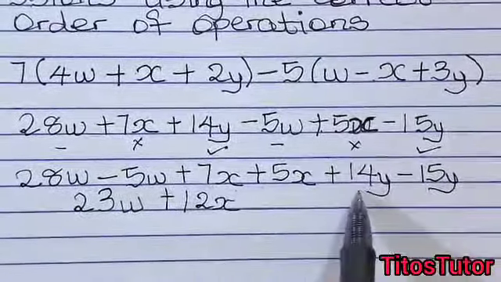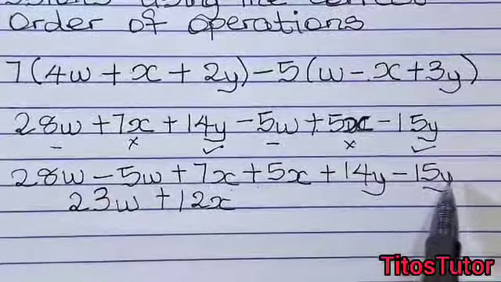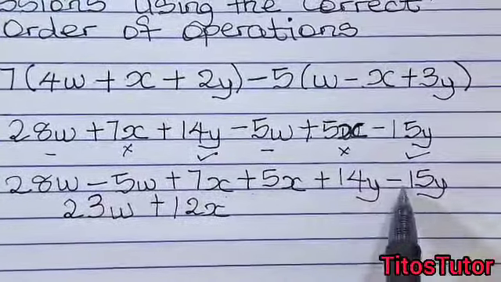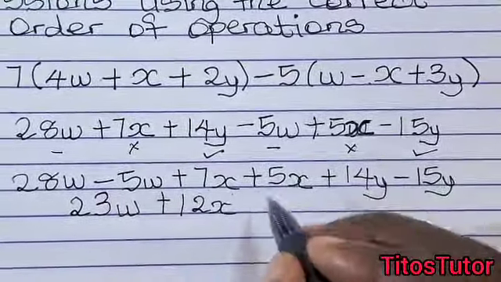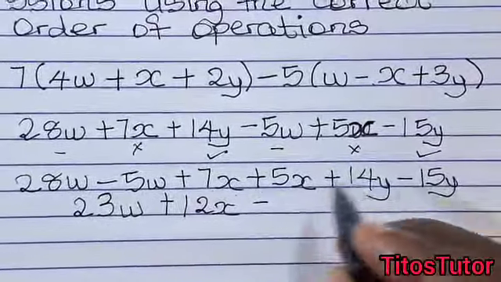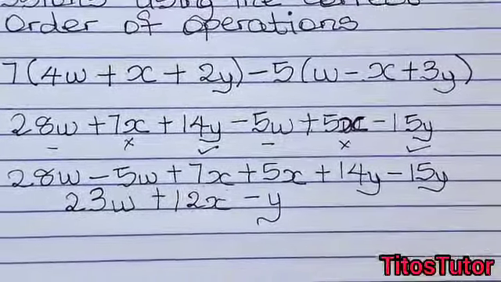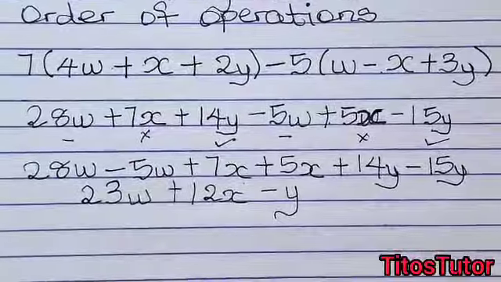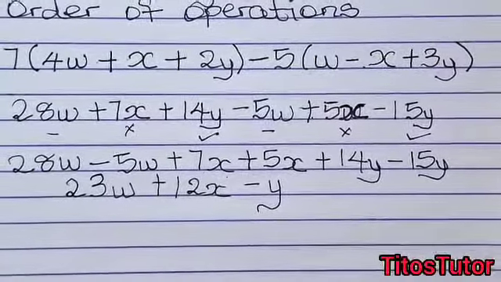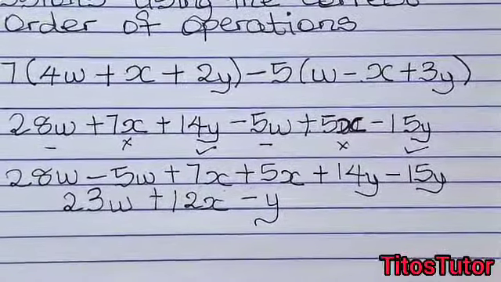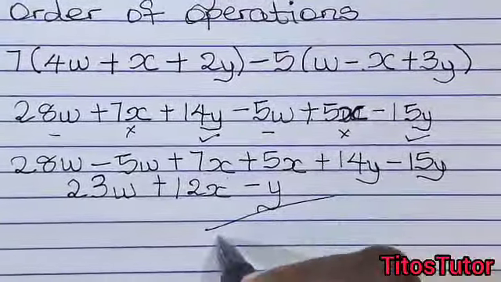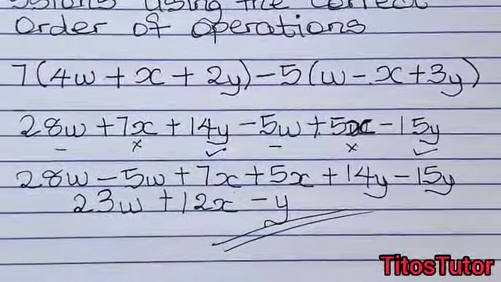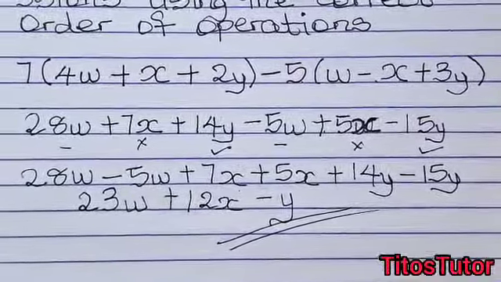12x. Now, 14y minus 15y is positive and negative. The bigger one is negative, so you have negative 1y. But in algebra, you don't write the coefficient 1. So, final answer is 23w plus 12x minus y.